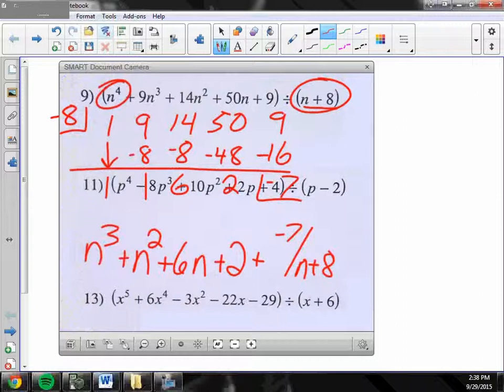So don't forget how to divide using the box, because it always works, regardless of what you're dividing by. But if you're dividing by a linear binomial, then go ahead and use synthetic division. It's much quicker. Okay? Good luck.